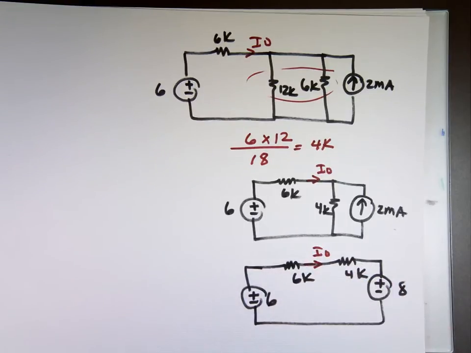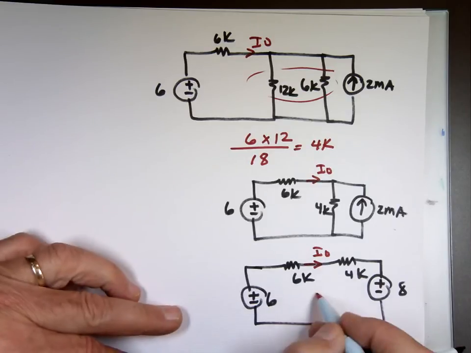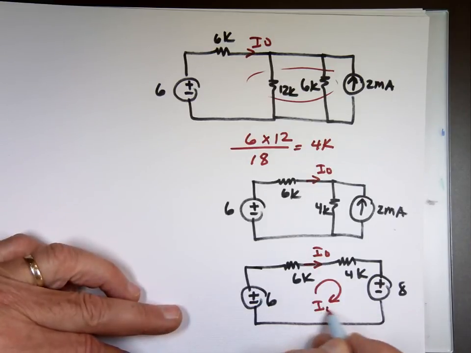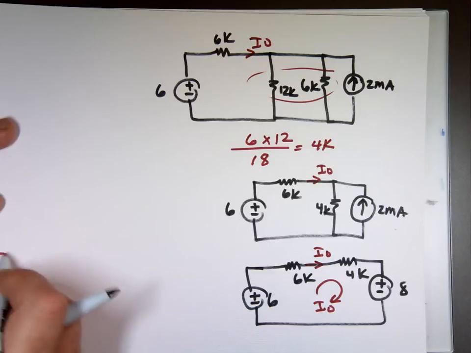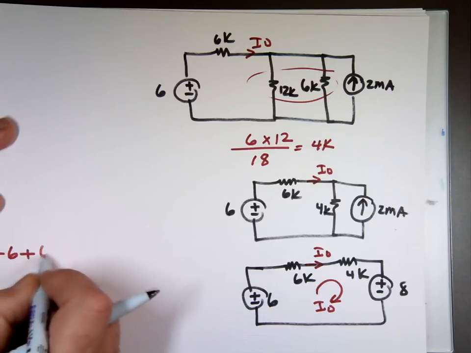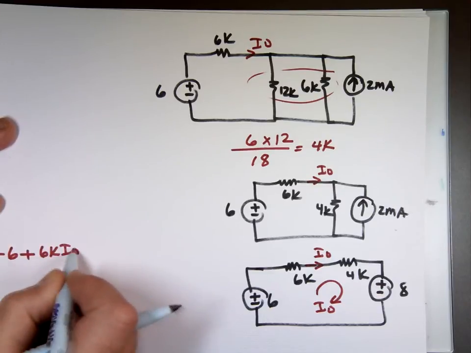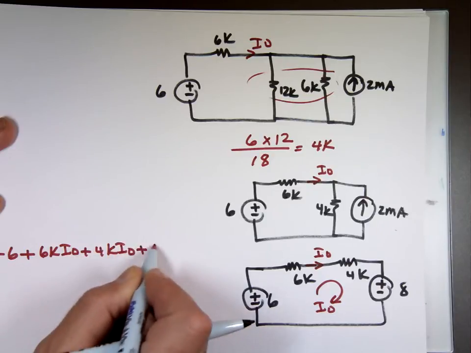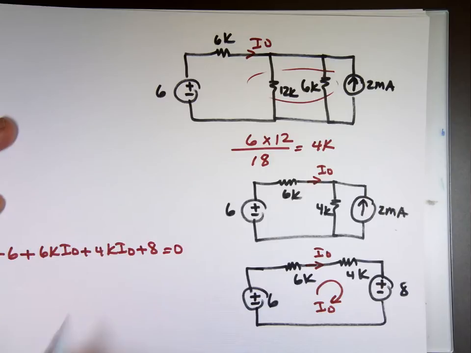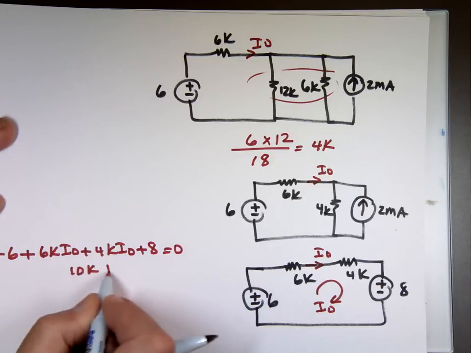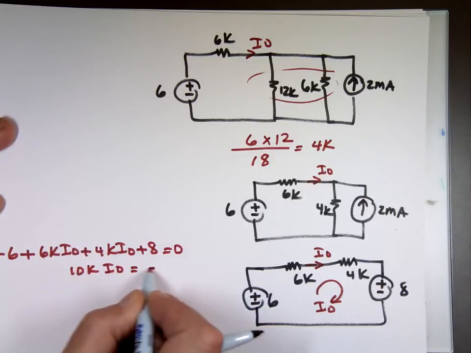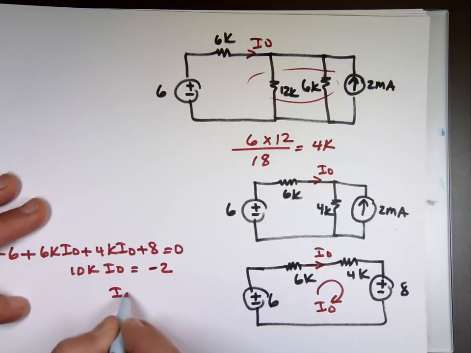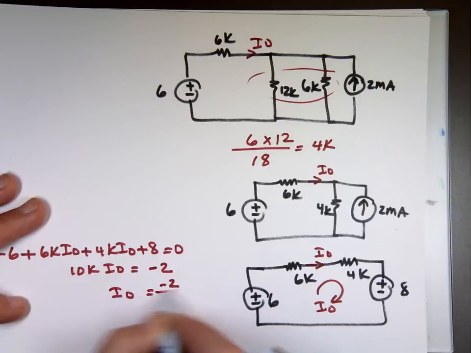And now just do one equation, one loop. If you define I sub O as that way, negative 6 plus 6K I sub O plus 4K I sub O plus the 8 volts is equal to 0. 10K I sub O equals what? Negative 2. What's I sub O equal? Negative 2 over 10K, which is what? Negative 0.2 milliamp.